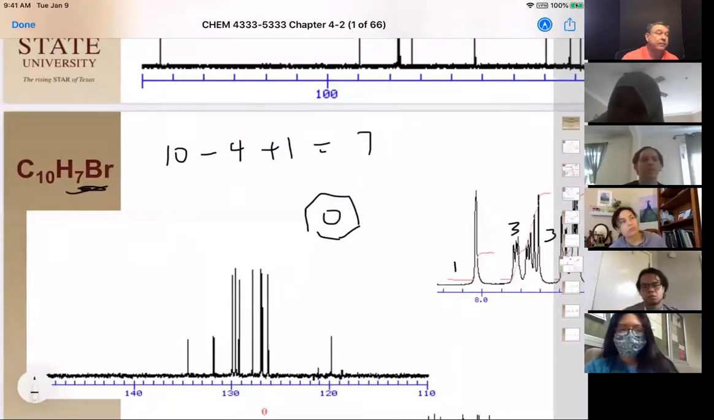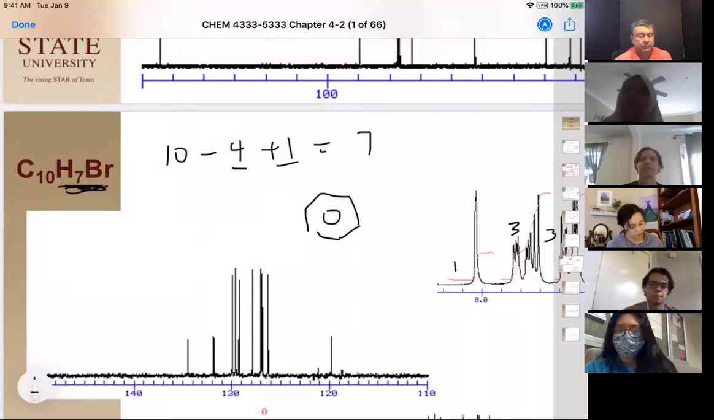Did I get 7 right? Double check. Because bromine counts as a hydrogen, so that's 8, which is half right there, plus 1 is equal to 7.